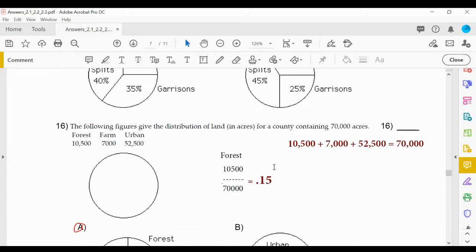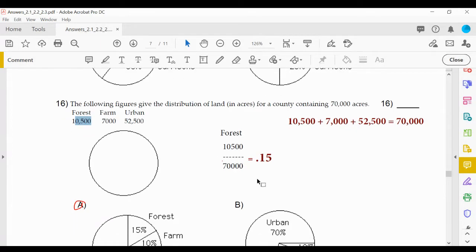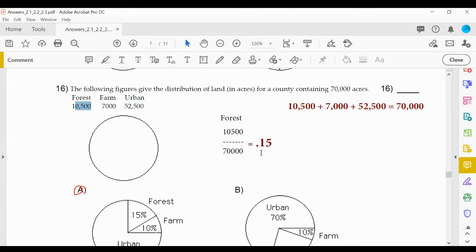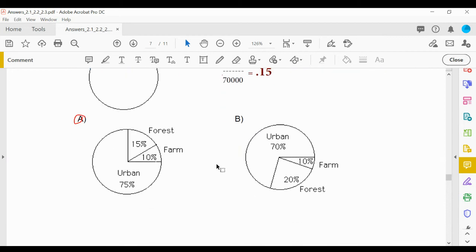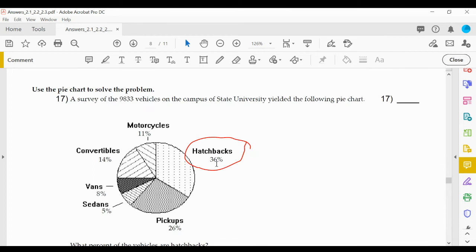Same idea here. I added up the acres in forest, farming, and urban. Came up with 70,000. Forest represents, he tells me here, 10,500 of those 70,000, which is a decimal of 0.15, translated to a percentage is 15%. Notice this has forest as 20%. No, 0.15 is 15%. That's why it's letter A. Moving on.